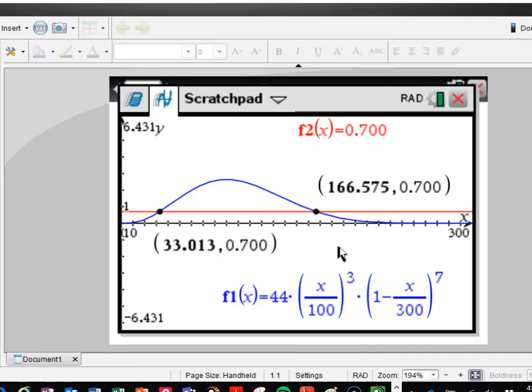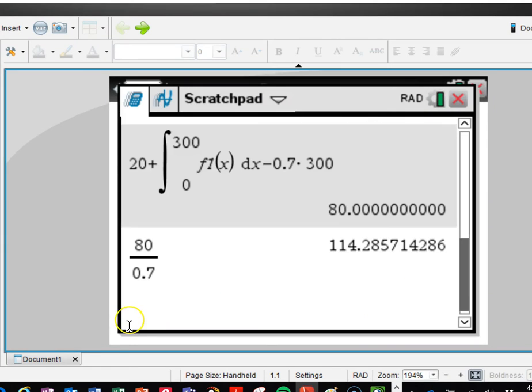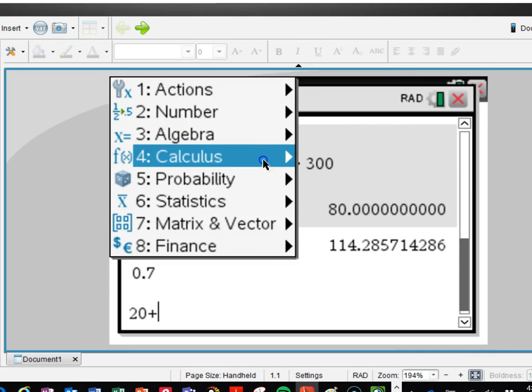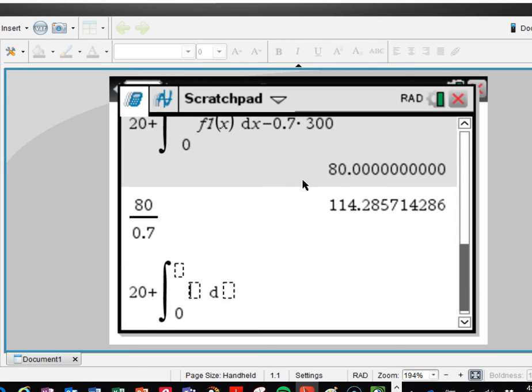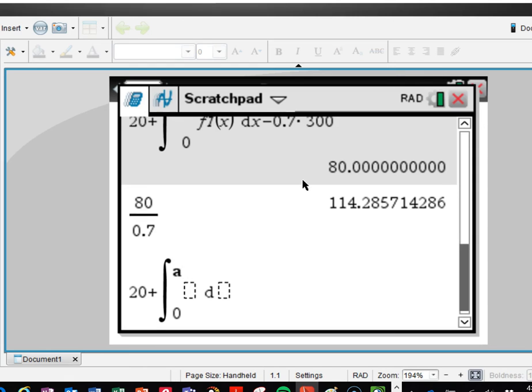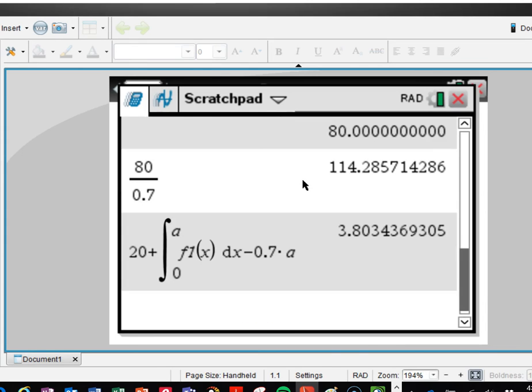So one more time, let's go back to the calculator. We're going to go to the graph. 20 plus the integral, so menu, calculus, integral, from 0, and because I stored that value, I'm going to call it A, f1 of x, dx, minus 0.7 times my A value. And what I'm getting is 3.803. Let's write that value down in our table.